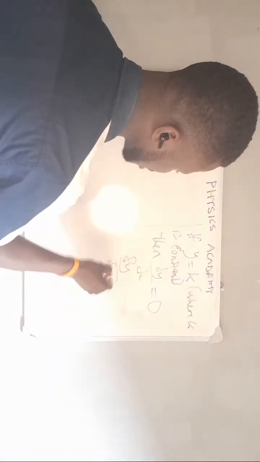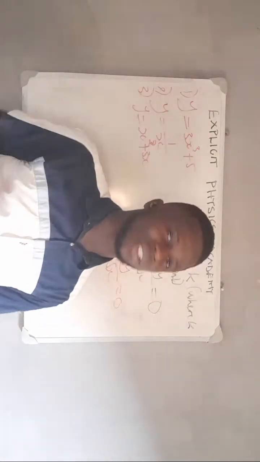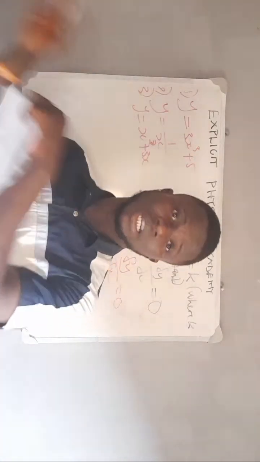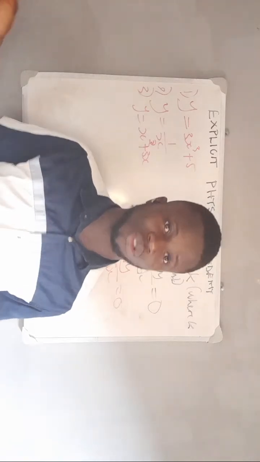Let me use the red one. Then the derivative of x is equal to 0. That's if you are given a problem with a constant, say 2, 3, 4, 5, any number, it is always 0 in differentiation. But in integration, it's always x. But you will see that very soon. For now, let's just concentrate on differentiation.